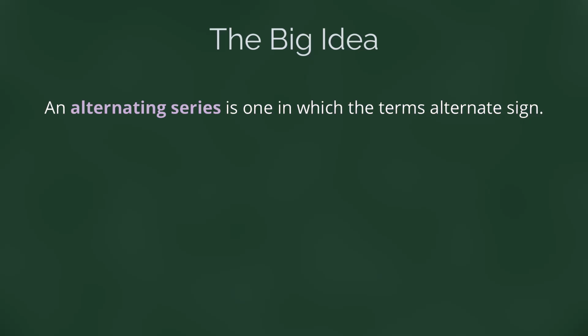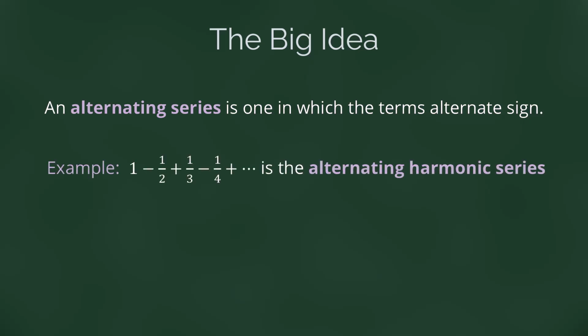A canonical example of this is the series 1 minus 1/2 plus 1/3 minus 1/4 and so on and so forth. This is called the alternating harmonic series. Previously, we've seen the harmonic series 1 plus 1/2 plus 1/3 plus 1/4 and so on and so forth, and we've learned that that series diverges. Here we're going to explore how the alternating harmonic series may or may not behave differently.